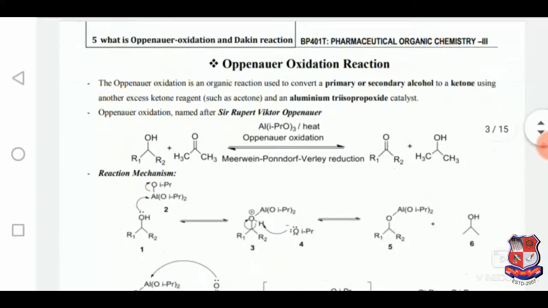Question number 5. What is Oppenauer oxidation and the Dakin reaction? The Oppenauer oxidation is an organic reaction used to convert a primary or secondary alcohol to a ketone using another excess ketone reagent and an aluminum triisopropoxide catalyst. Oppenauer oxidation is named after Rupert Viktor Oppenauer.